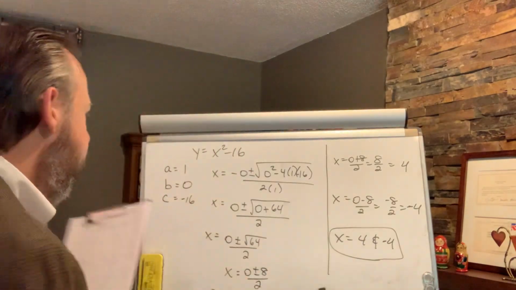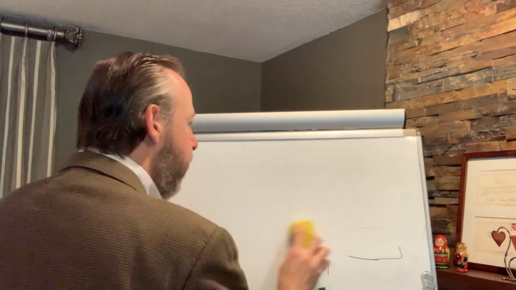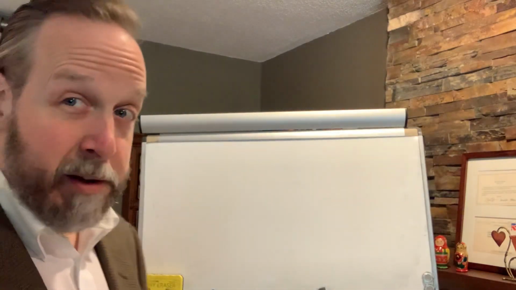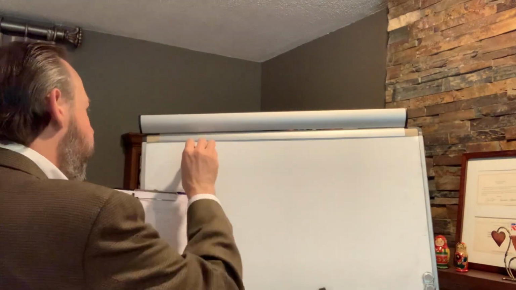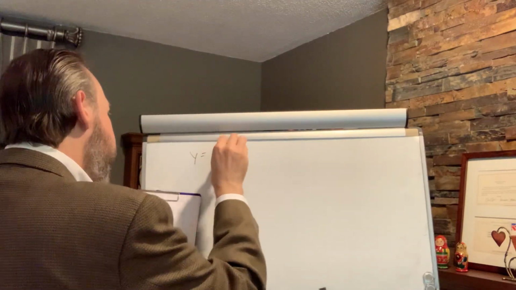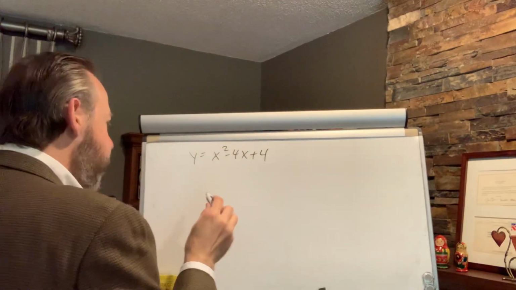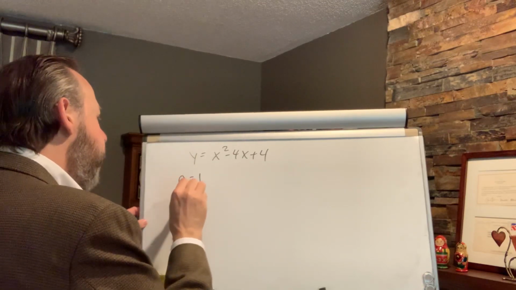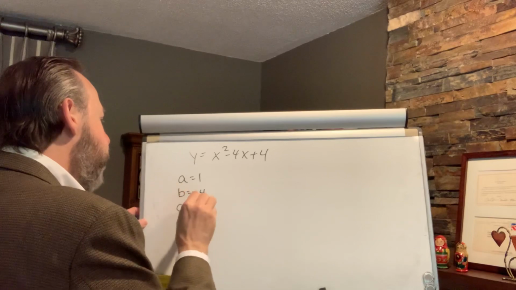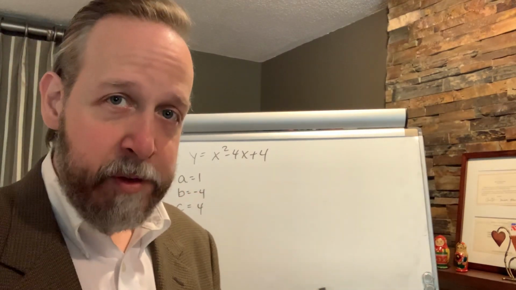Okay, next example. A lot of examples today. Good idea to write them down in your notes. Good idea to take notes, in case you're not. Let's try this one. We have y equals x squared minus 4x plus 4. Same story. So we're going to do a, b, and c. This time a is 1, b is negative 4, c is positive 4. When b is negative, you got to be very careful, like super careful how you plug it in.